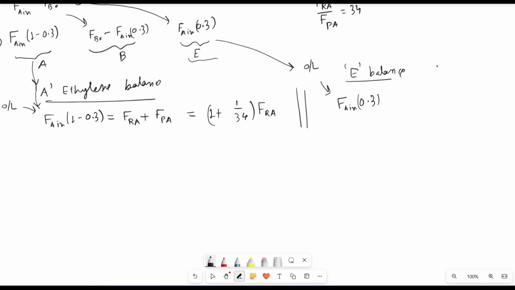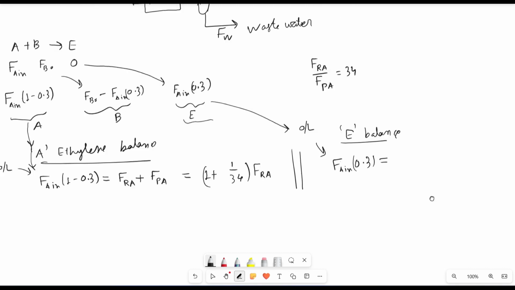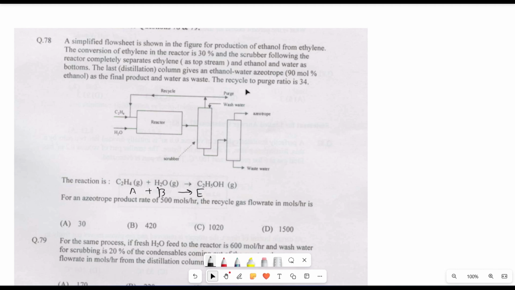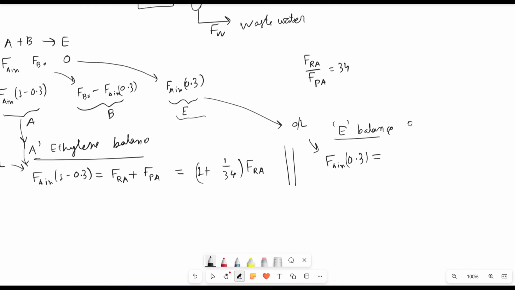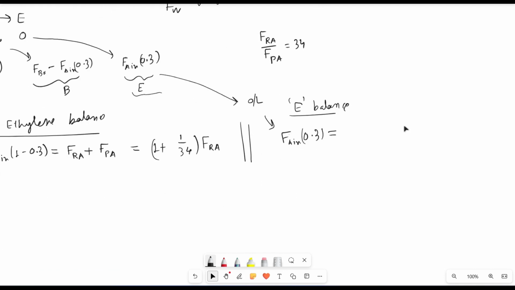If A in is 0.3 times... Now the azeotropic has 90 mole percent of ethanol. So if the product flow is FAZ, then 0.9 fraction will be ethanol in the azeotropic. So we can simplify this as A in is equal to 3 FAZ.